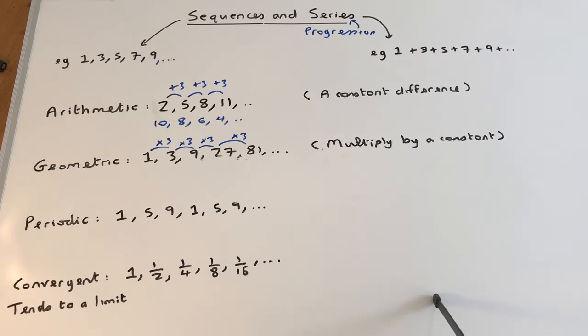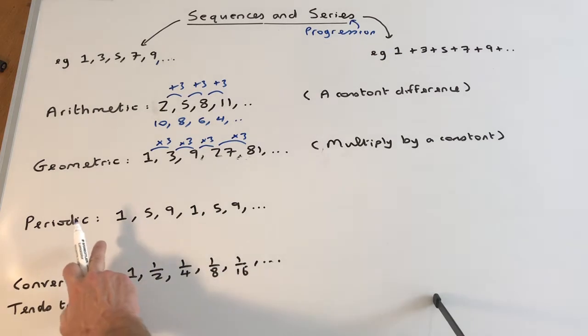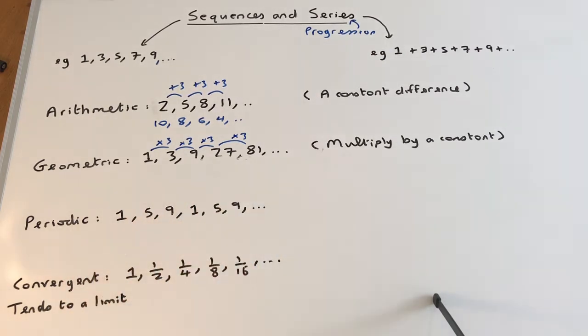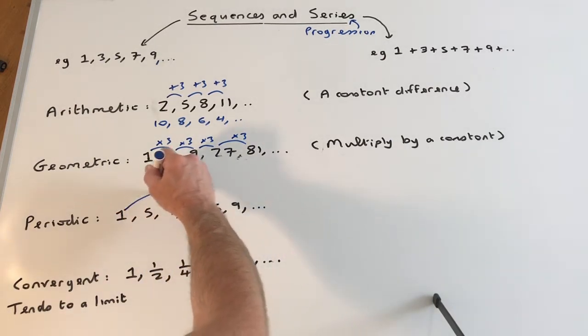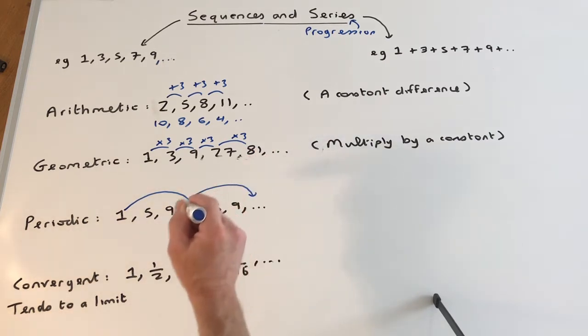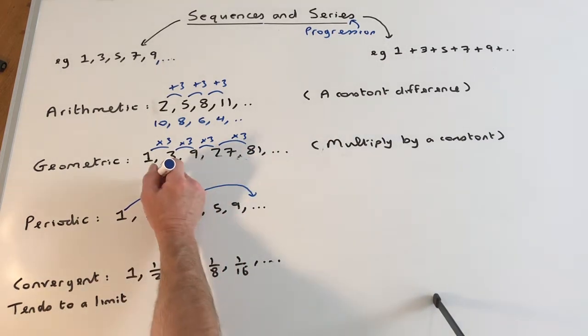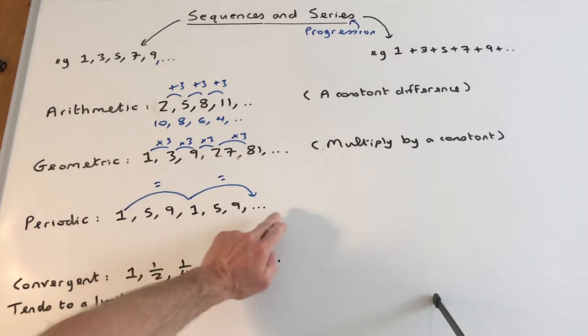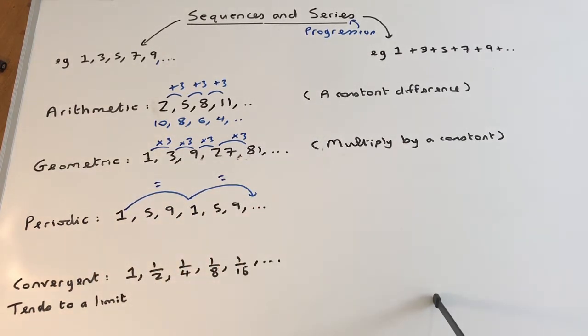Periodic just means there is some kind of repeating pattern. So here you can see this little sequence goes 159, 159, and if we assume it goes on like that forever, you can see that the first term, and then the fourth term, and then also the 7th term, they're all going to be equal to each other. And in the same way, you've got the second term equal to the 5th term, and so on. So it's just a set pattern that repeats and repeats and repeats.